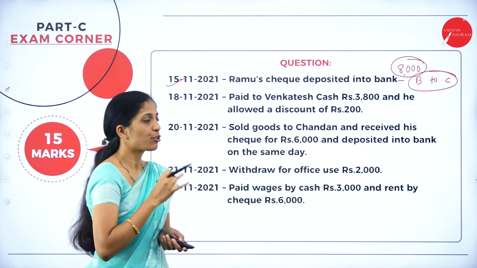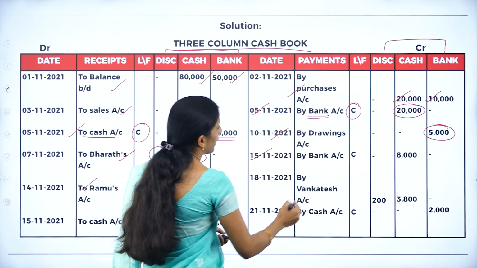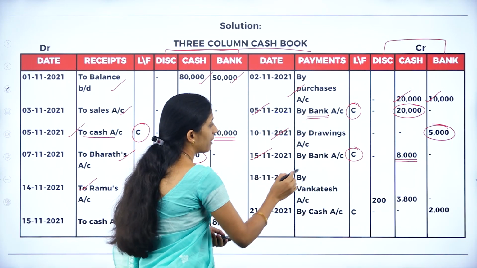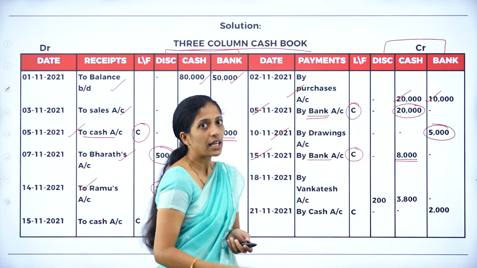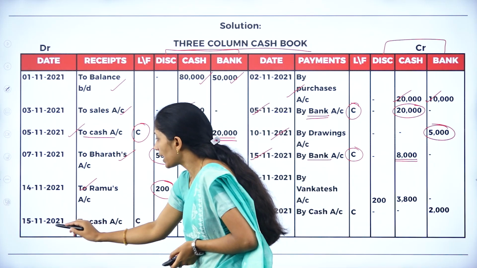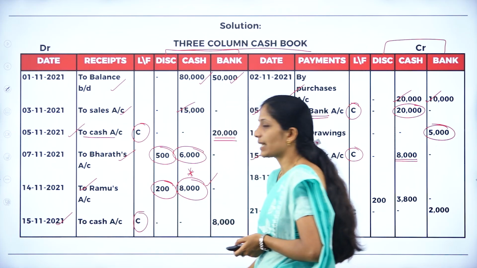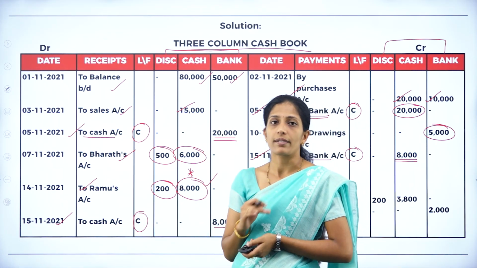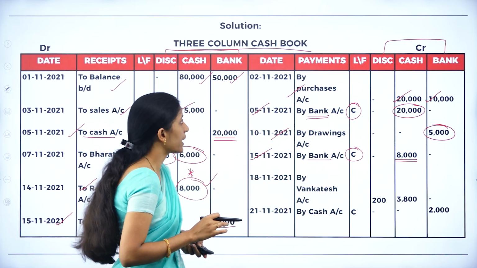By bank account to cash account. So by bank account, indicate by the letter C for contra, but you will write the amount in the cash column since it is bank here. In the same way, you will write to cash, indicate by the letter C, but you will write the amount in the bank column because it is a contra entry. Hope you are clear with contra entry.